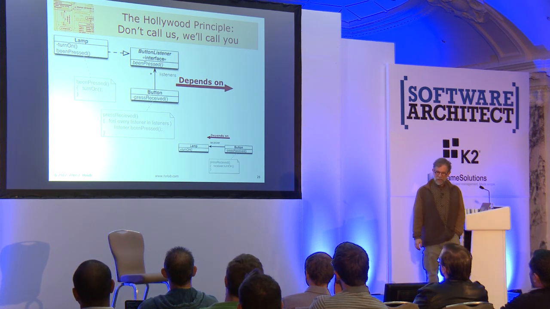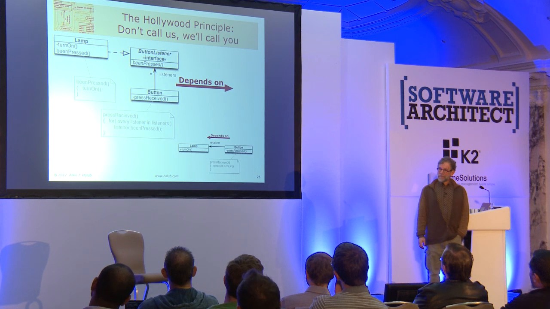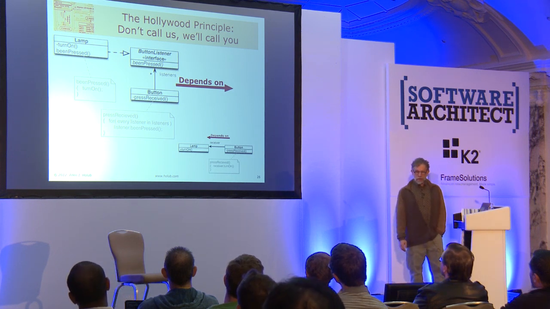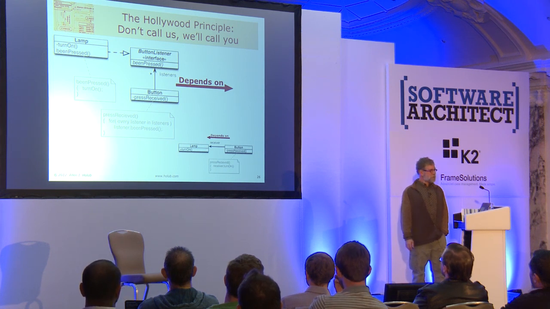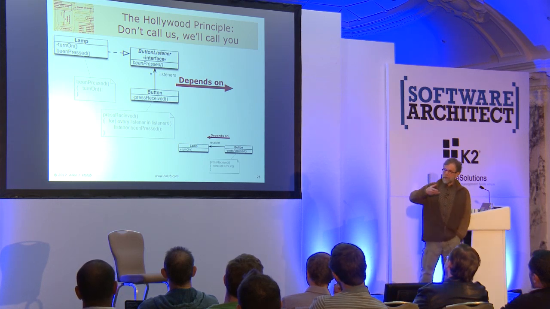Right? So the basic idea, the Hollywood principle: don't call us, we'll call you. The idea here is that the lamp now notifies a generic button listener, which notifies the button. But notice that the dependency relationship has reversed. It used to be that the button was dependent on the lamp, and now the lamp is dependent on the button, and that's a much better position to be in. So by introducing interfaces at the correct level, we can invert the dependency.